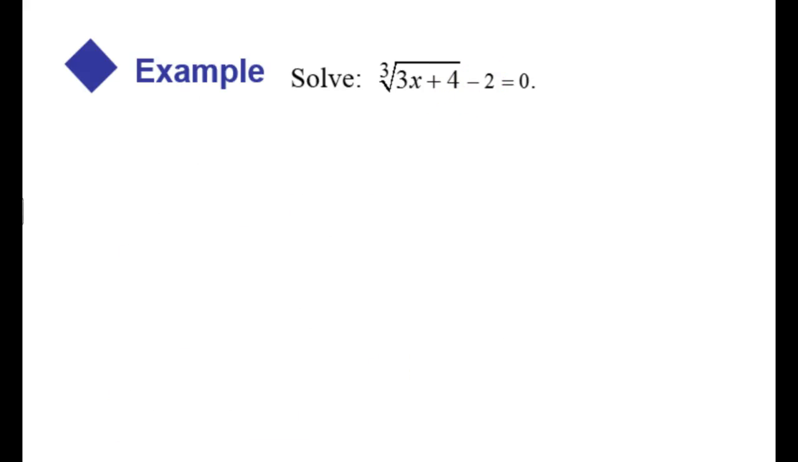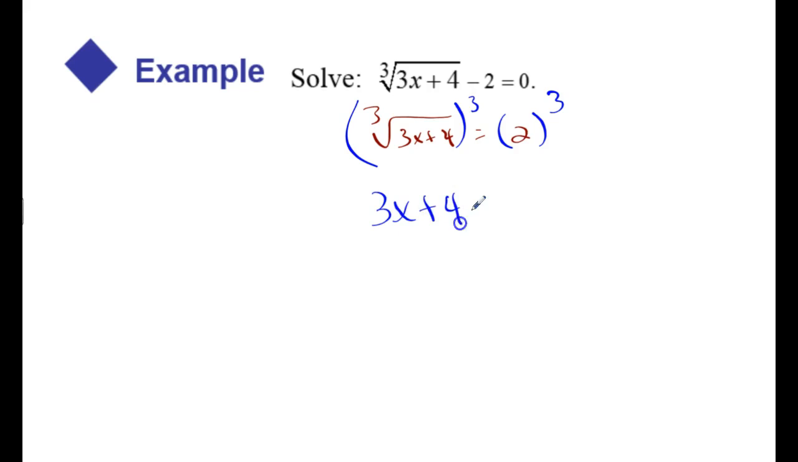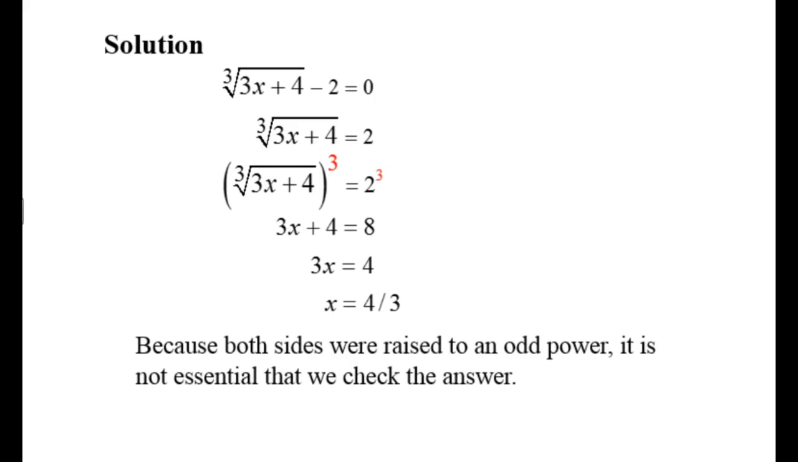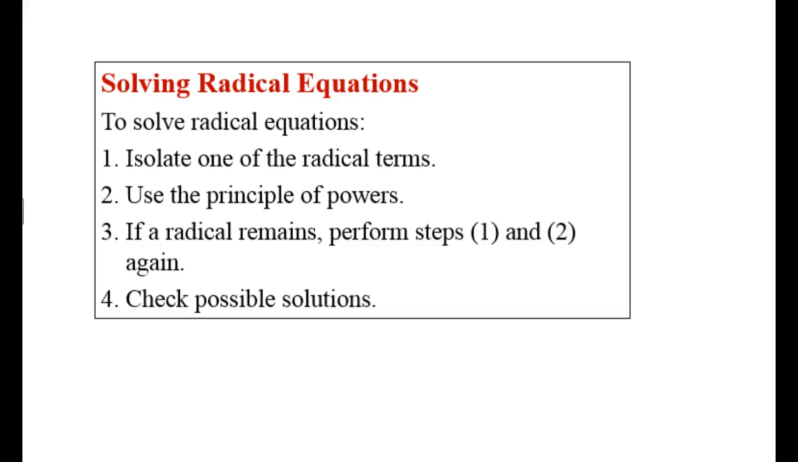So over here, I'm going to undo the 2 by adding 2 to both sides. Next, I'll cube both sides because the cube root of anything cubed is itself. So 3x plus 4 is equal to 8. I'll subtract off 4 to help simplify what's happening to the x value. And then I'll divide through by 3 and I'll get 4/3. That's a little bit harder to check, but I think it will check. And because you raise both sides to an odd power, I'm not so concerned about extraneous solutions, but you should still always check your solutions.